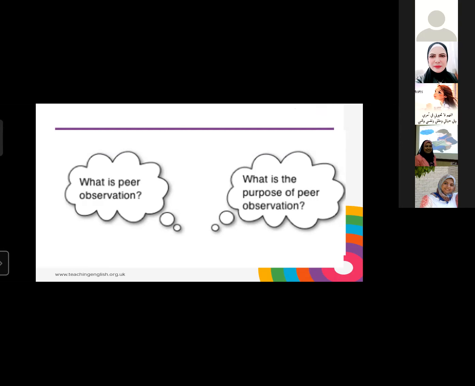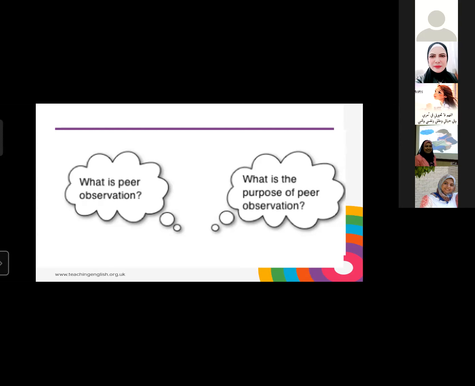Maybe it's a kind of assessment or evaluation or correction, or feedback, right? Yes, and the last word is the most important one. Of course, the purpose of peer observation is getting feedback. But should it be negative, or constructive and active feedback?